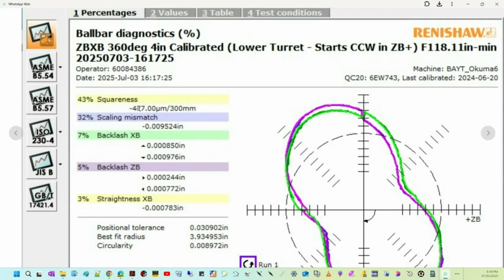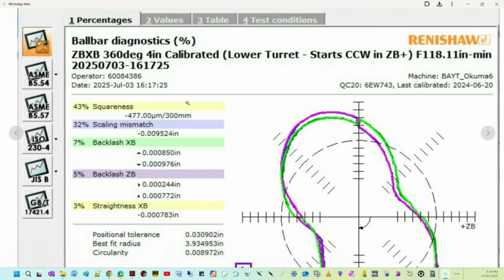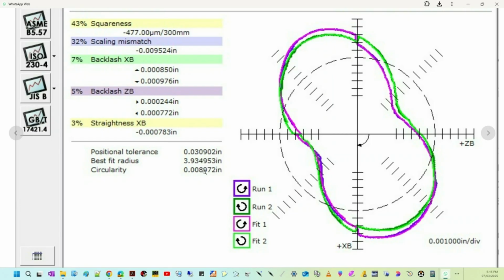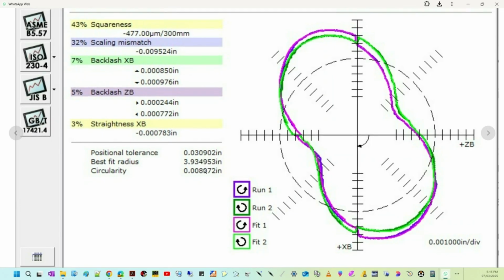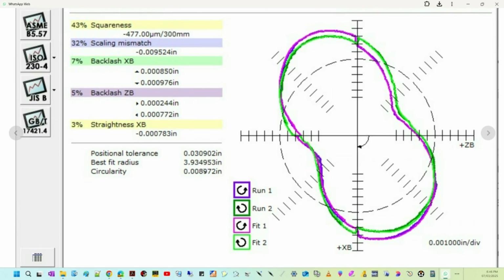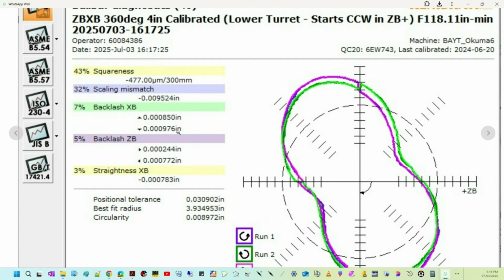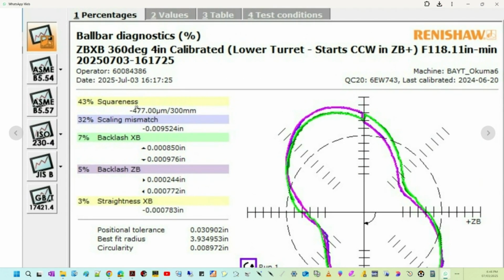It had worsened significantly. The report shows it went from negative 285.12 micrometers per 300 millimeters before the repair to negative 477.000 micrometers per 300 millimeters after. That's roughly a 67% increase in the squareness error. Wow. So fixing the bearing and ball screw somehow made the machine less square?